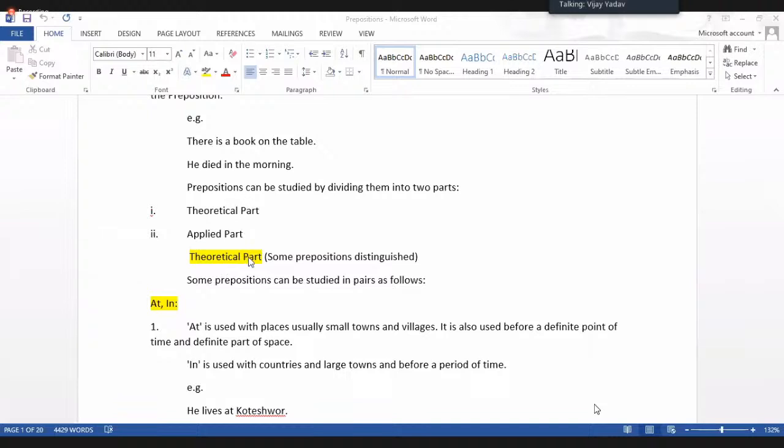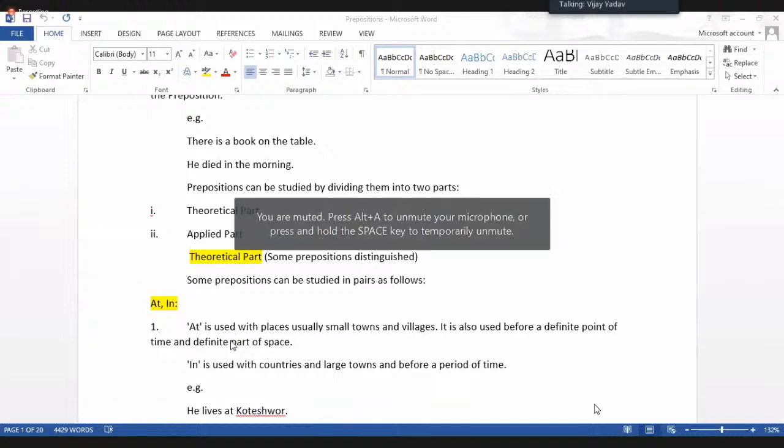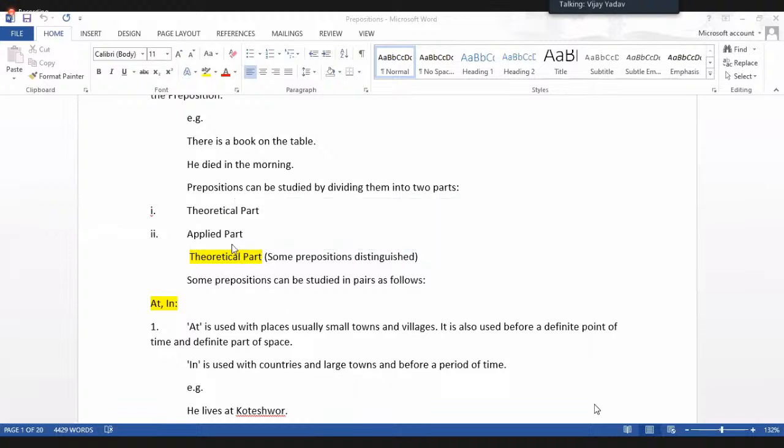Isn't it? In the theoretical part, you will know about the use of certain prepositions in pairs. It means two prepositions together. So you will know about the difference between two prepositions. So you will study the prepositions in pairs. Then you will know about certain differences. And after that, we have the applied part.